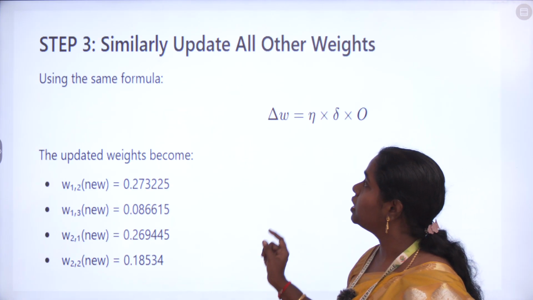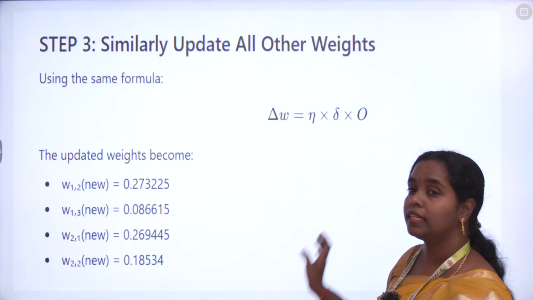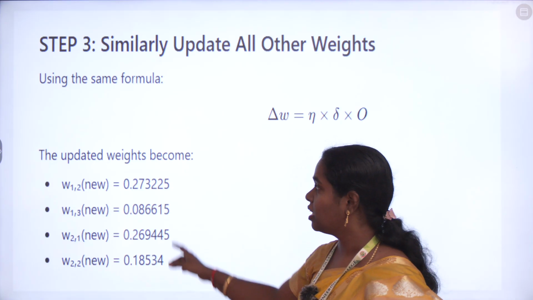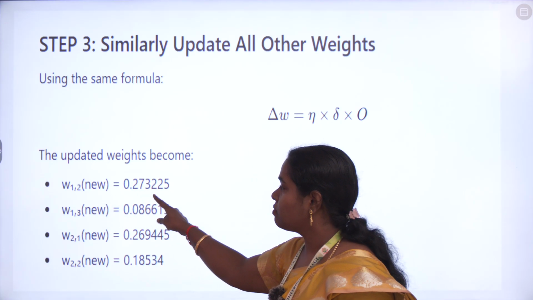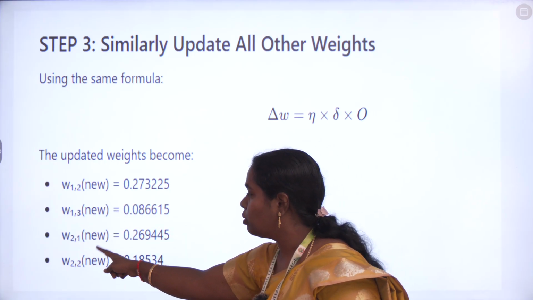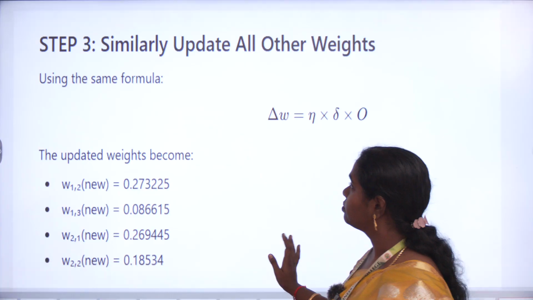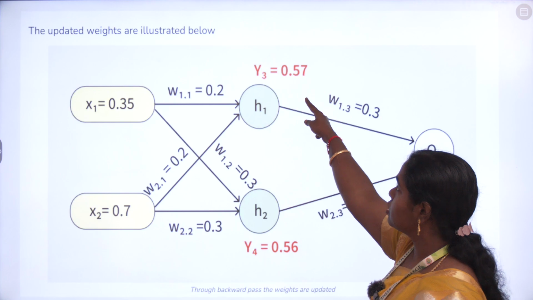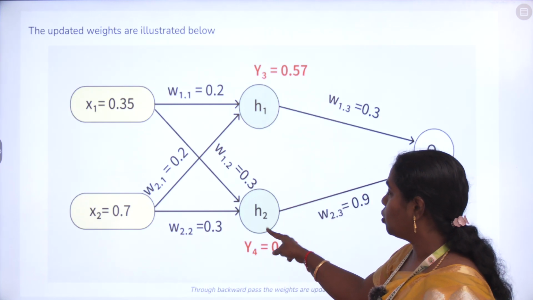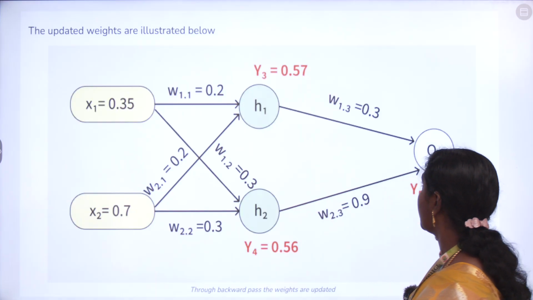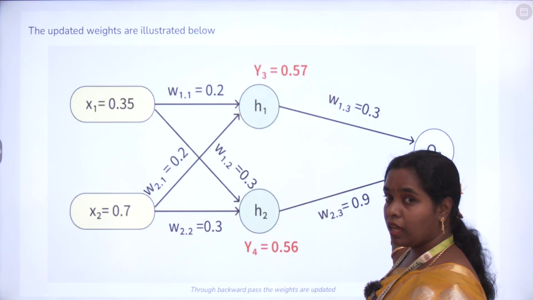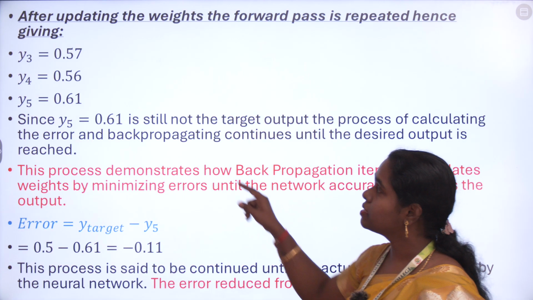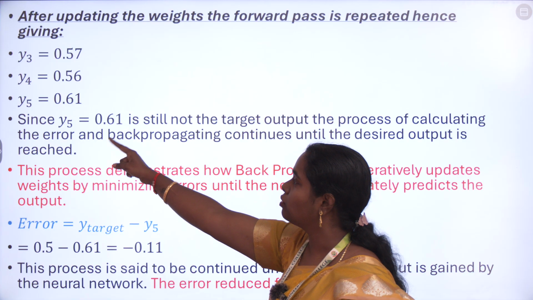Next, step 3. Here similarly update all the other weights, and finally we will get the output of the updated weights: W12, W13, W21 and W22. So here is the final output: Y3 is 0.57, the H2 node Y4 is 0.56, and O3, the output layer, final output Y5 is 0.67. These are the updated values of Y3, Y4 and Y5.